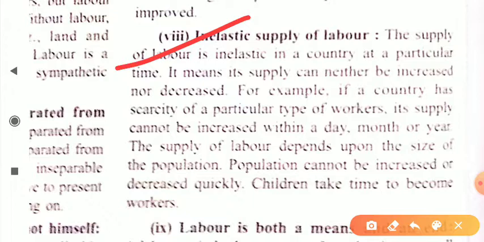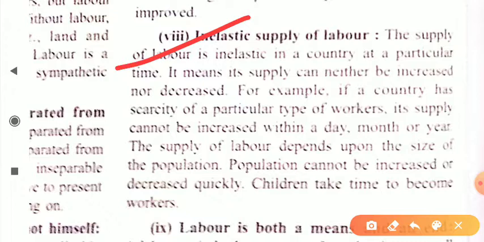The supply of labor is inelastic in a country at a particular time. It means its supply can neither be increased nor decreased. It simply means neither you can increase or decrease it. It is already present in your cities, in your countries. For example, if a country has a scarcity of a particular type of workers, its supply cannot be increased within a day, month or year.